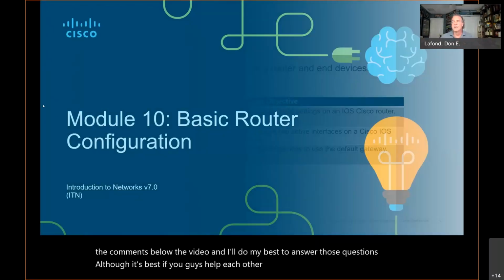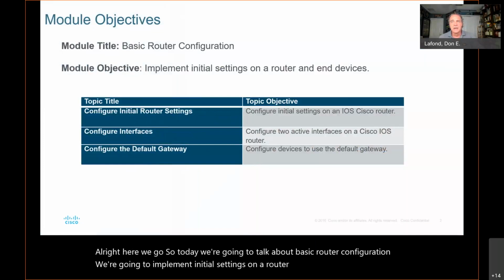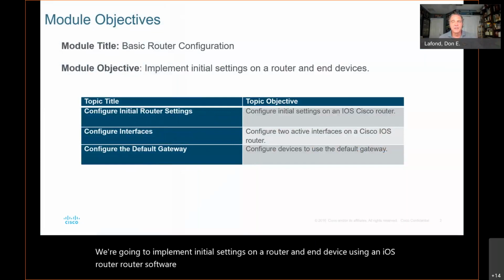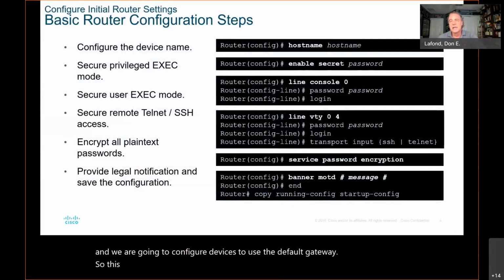All right, here we go. So today we're going to talk about basic router configuration. We're going to implement initial settings on a router and end device using IOS router software. We're going to configure 2 active interfaces on that router, and we are going to configure devices to use the default gateway. So this is the basic configuration for a router.